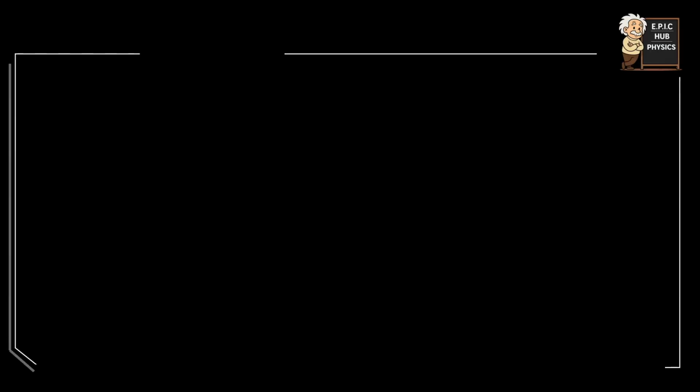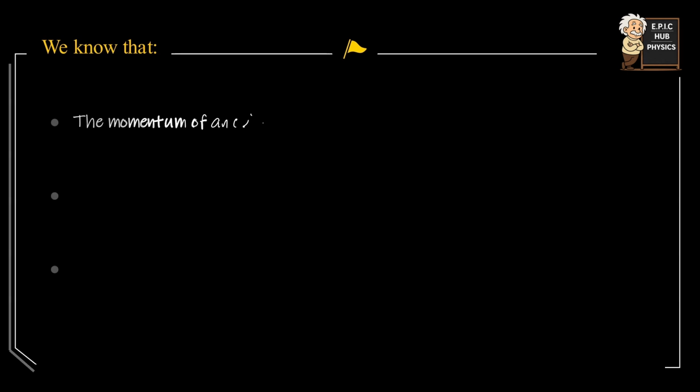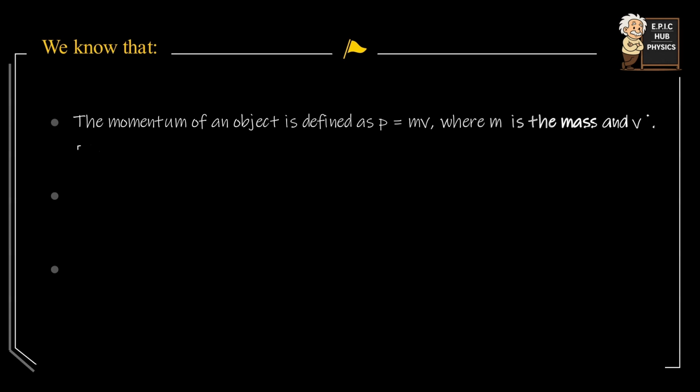This question tests our understanding of how to calculate the change in momentum during a collision. Let's start by recollecting the relevant ideas. We know that the momentum of an object is defined as p equals mv, where m is the mass and v is the velocity vector. This means momentum depends not only on how fast an object moves, but also on the direction in which it moves.